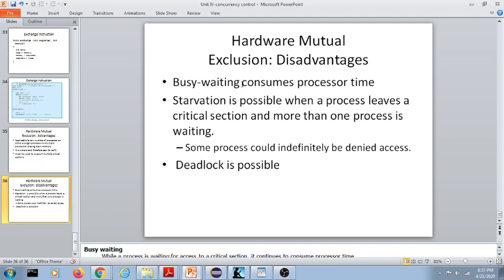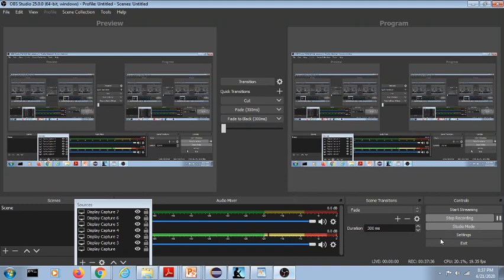Busy waiting or busy spinning: as we had seen, unless and until that resource is free, the code will be stuck in that while loop. So busy spinning or busy waiting consumes a lot of processor time. Starvation and deadlock are also possible in this particular hardware approach.